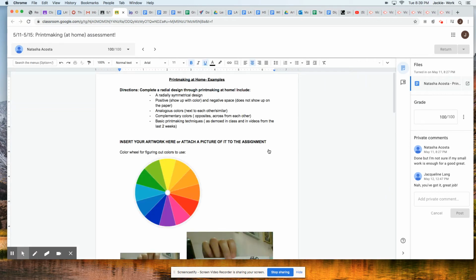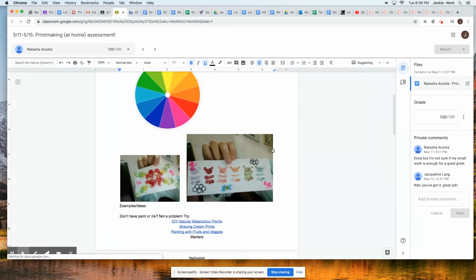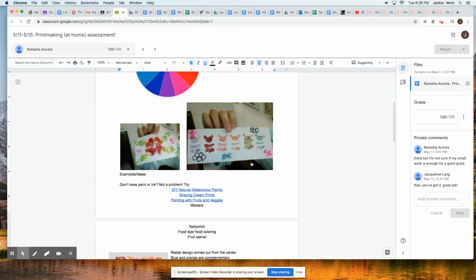Okay, so there's nothing for you to write in this assignment. You're just posting a picture of what you made. So here is one of Natasha's practices. This was the second piece that she made. Notice this one isn't radial. It is symmetrical and it's going in a pattern, but this one is more of a practice piece. And here is her actual radial design.